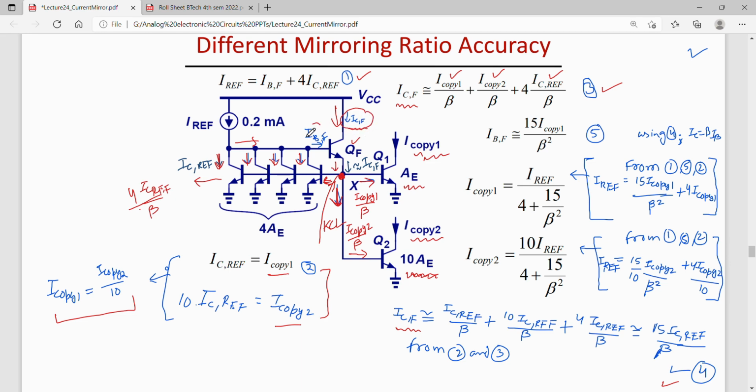Now I can write IBF, by knowing again IC is beta IB. So I can write IBF as ICF by beta. ICF is known from here, which is 15 IC ref by beta. So IBF will be 15 I copy 1 by beta square, because IC ref is I copy 1. So I get equation 5.